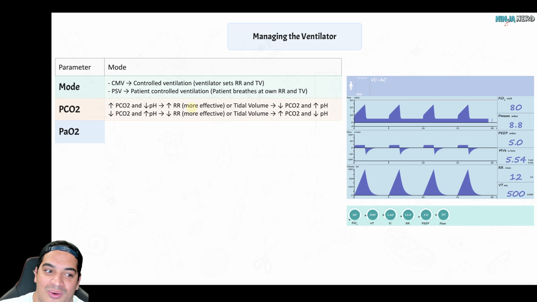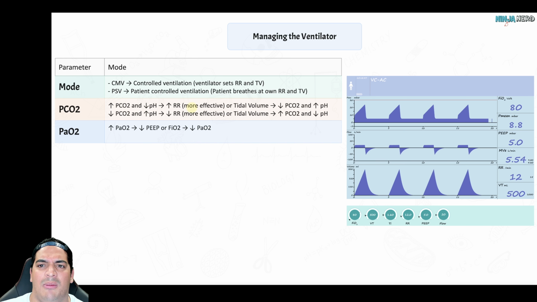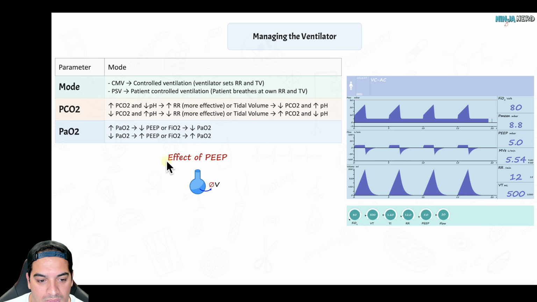The next one is PaO2. What if it's too high? Well, if the PaO2 is too high, that may sound dumb, but don't I want their oxygen to be really high? No, it's actually kind of dangerous. You want to reduce the PEEP or the FiO2, and that'll reduce the PaO2. Same scenario, PaO2 is low, increase the PEEP or increase the FiO2. That'll increase the PaO2. The concept behind PEEP is that here's an alveoli. It's not getting good ventilation.